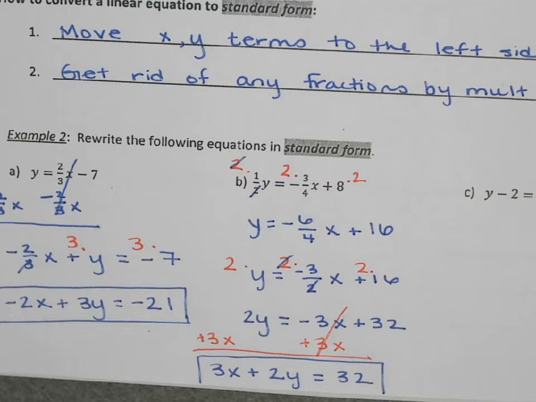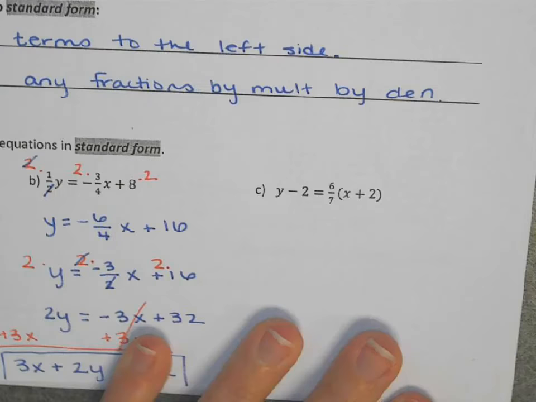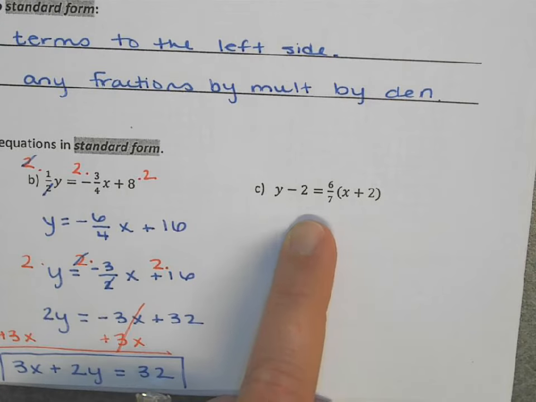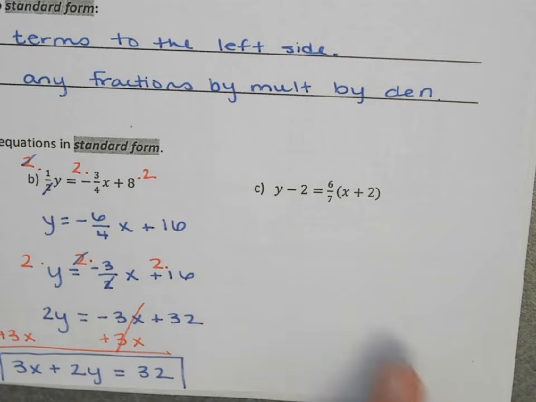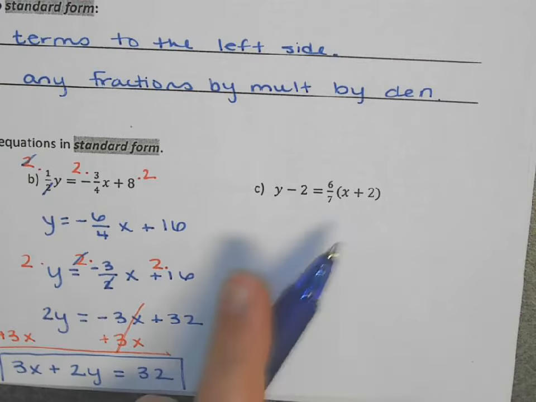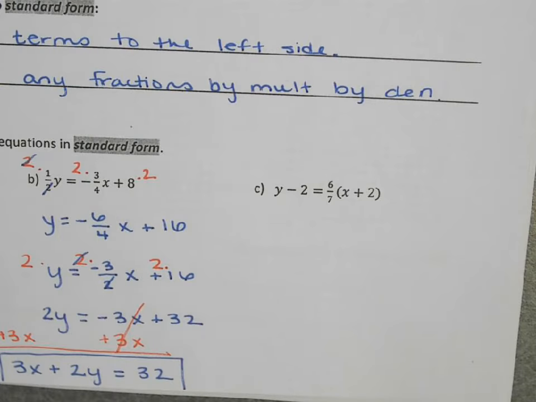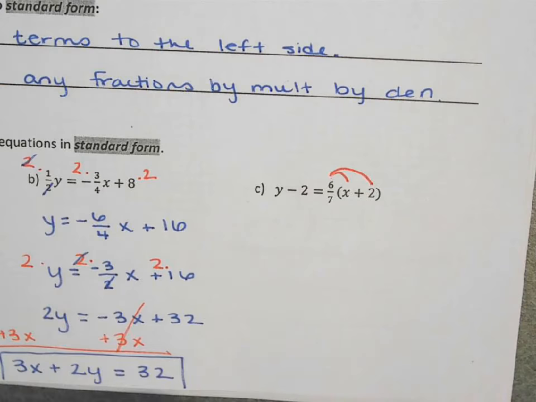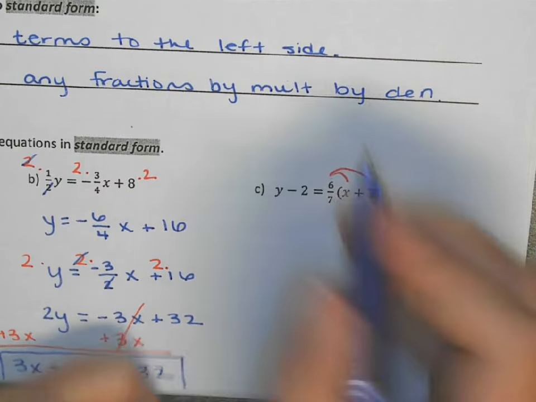So I just wanted to show you a couple of those things. This one's a little bit different. This one has parentheses in it. This one was given to us in point slope form. So we're still going to have to move the x term and the y term to the left side and the numbers to the right. But the problem here is that I don't even see the x term because it's inside parentheses. So you're going to have to start by distributing that in order to get rid of those parentheses.